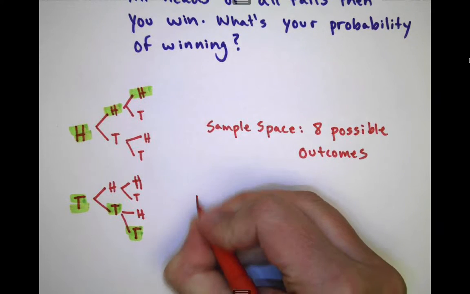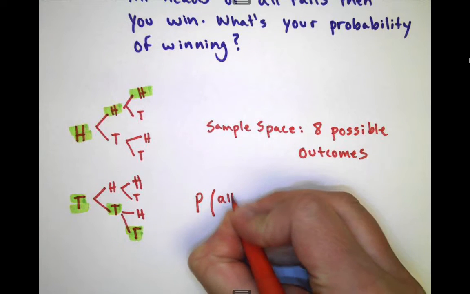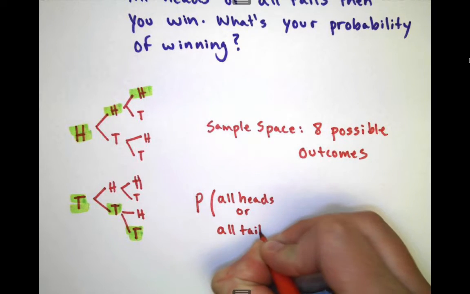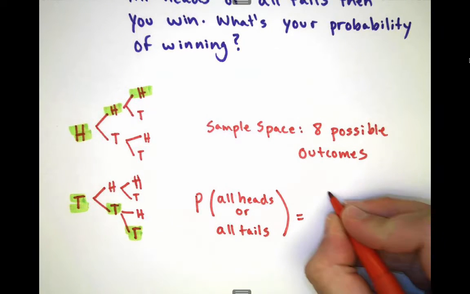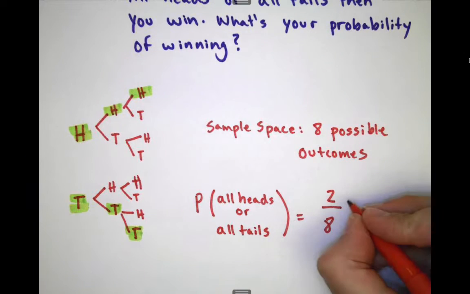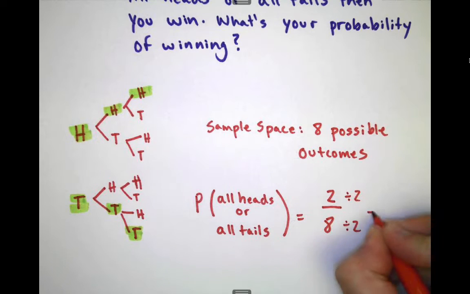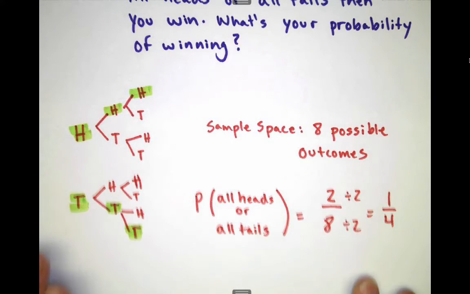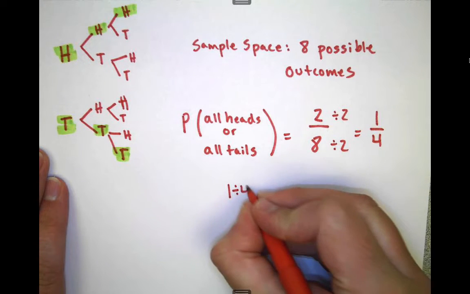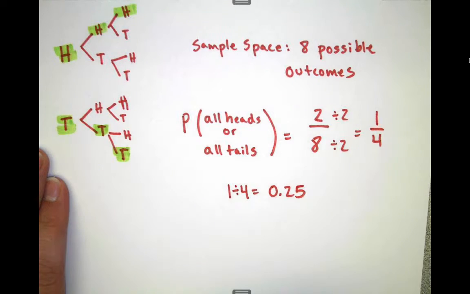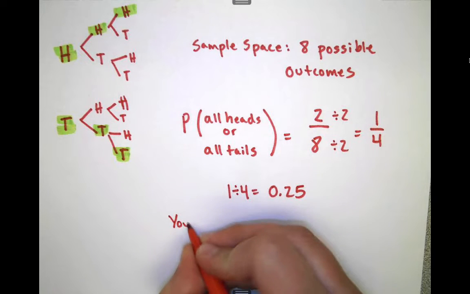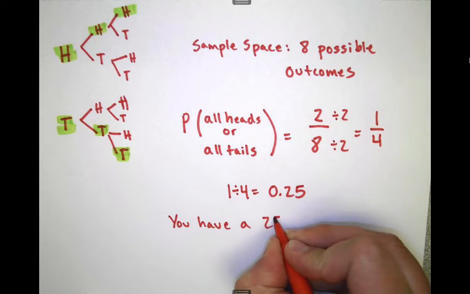So we're going to write probability of all heads or all tails equals 2 chances out of 8 possible outcomes. 2 out of 8. Well, let's divide that down. Divide by 2 here. We'll simplify that fraction down to 1/4. You basically have a 1/4 chance of winning this game. And we all know that 1/4 means 1 divided by 4, which is 0.25. And that is 25%. So our probability is you have a 25% chance of winning.